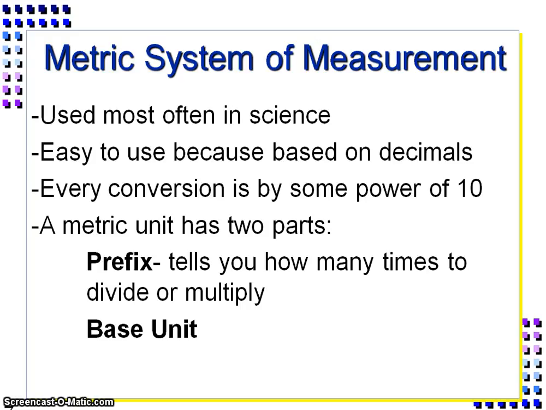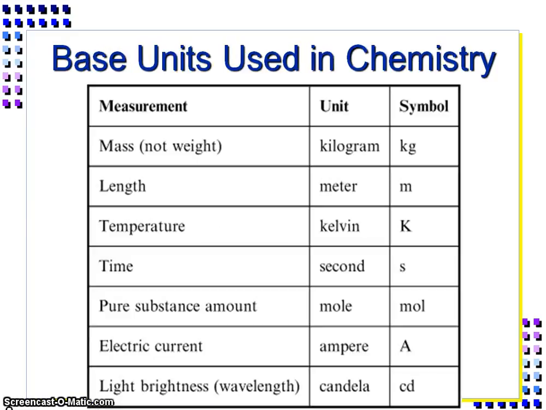of 10. When we talk about metric units, they have two parts. There's a prefix and a base unit. So if the base unit, say, was meters, that could have different prefixes attached to it. I could be talking about kilometers. I could be talking about centimeters. I could be talking about millimeters. So I can put a prefix in front of my base unit.